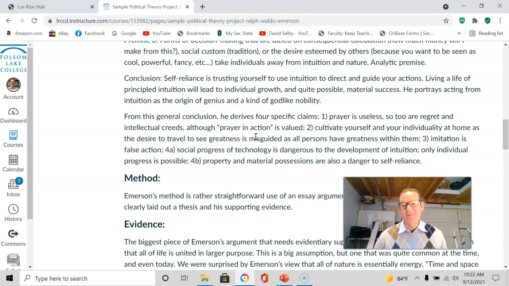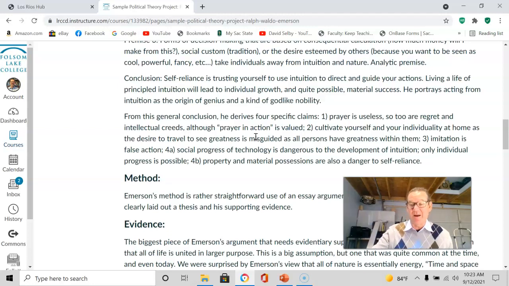Three, imitation. So this is also part of the custom-doesn't-work kind of thing. Doing things because other people did it is not going to work. You have to be an individual, break the mold, do it in your own way, okay? So imitation is false action. Four, and then there's this A and B kind of conclusion here. Social progress of technology is dangerous to the development of intuition. Only individual progress is truly possible.